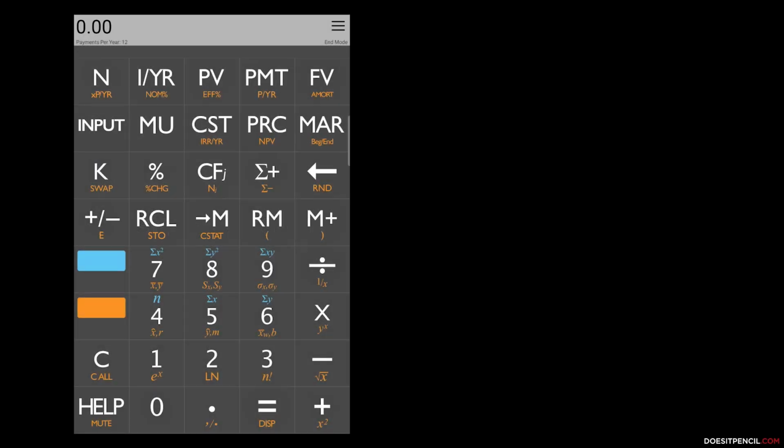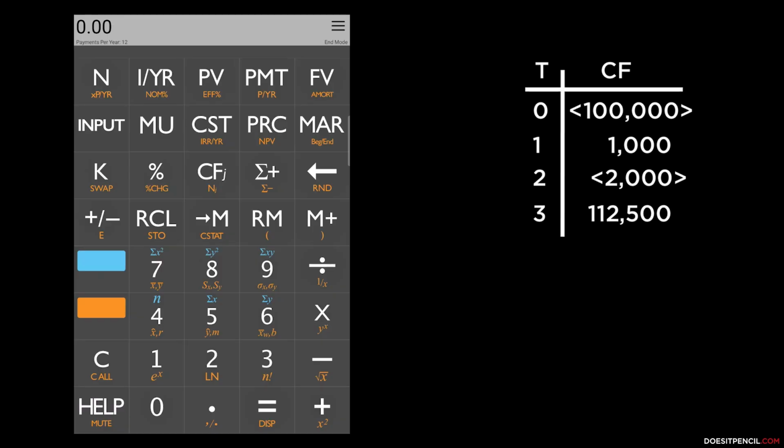Last section of this course, we're going to talk about cash flows. Again, we do this in much more depth and detail in the other courses. But if you look at your workbook, you see a 2-column T account. In the upper left-hand corner, you see a T for time. In the upper right-hand corner, you see a CF for cash flow.